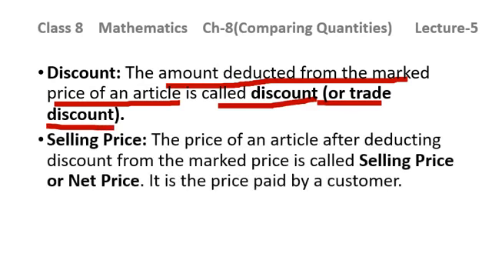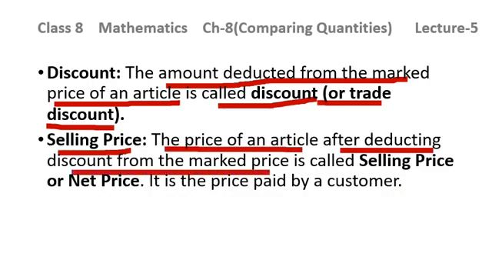Then we have learnt about selling price. Selling price, the price of an article after deducting discount from the marked price, is called selling price or net price. The other name of selling price is net price. It is the price paid by a customer. After the deduction of the discount from the marked price, the price which we need to pay, that is the price of the article, and that is your selling price.